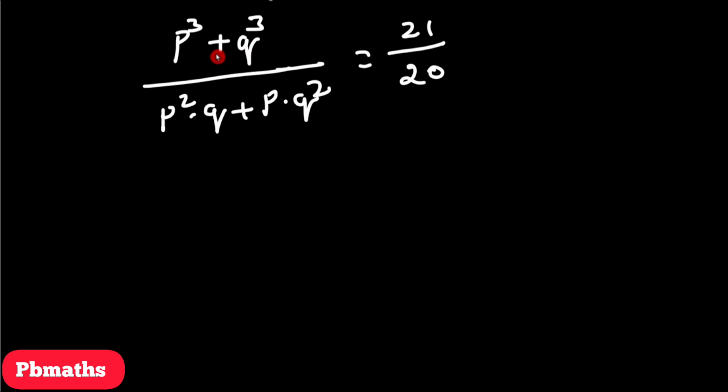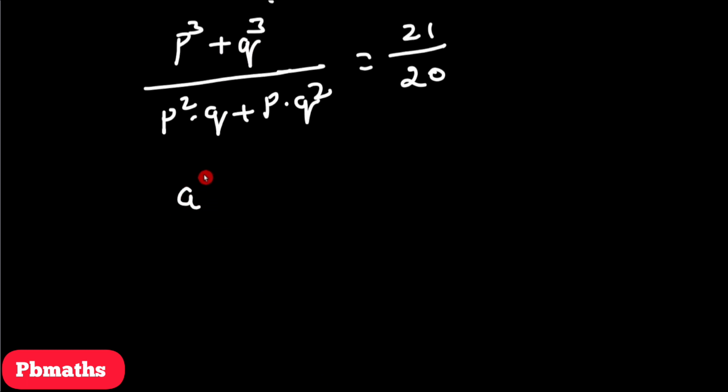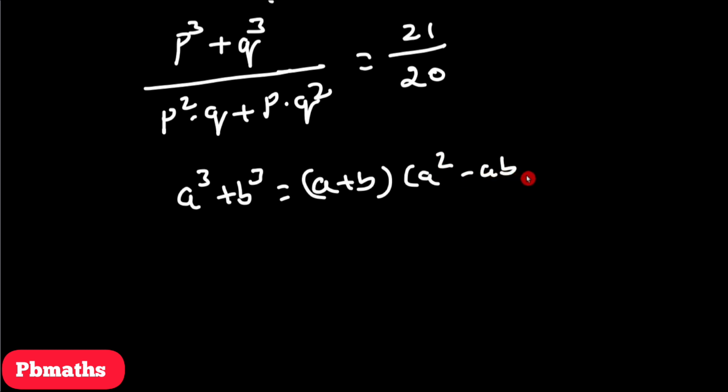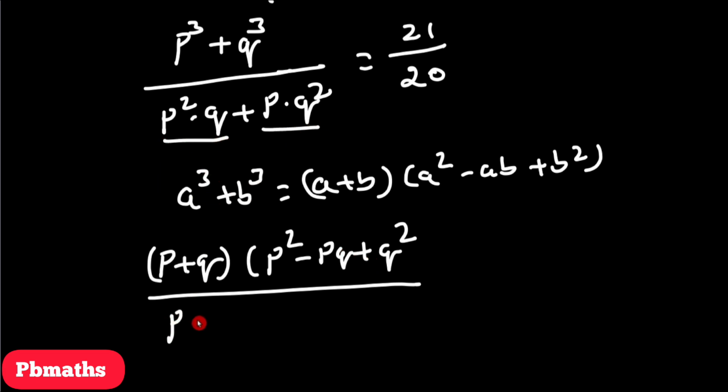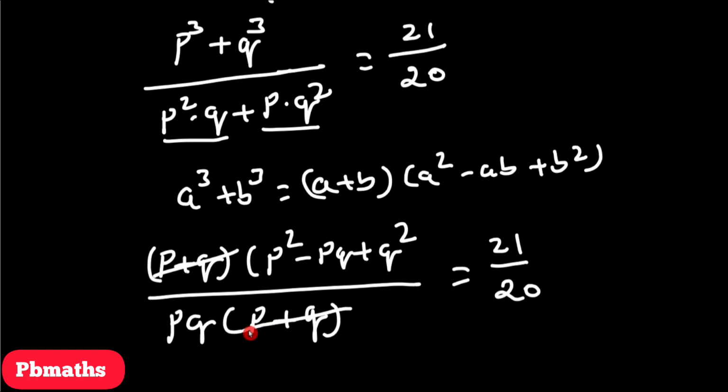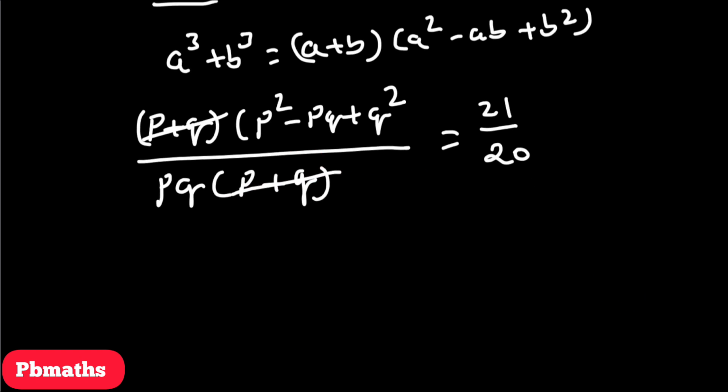Now this numerator p^3 plus q^3 is in the form of a^3 plus b^3, which is equal to (a + b)(a^2 - ab + b^2). So let's expand this p^3 plus q^3 with respect to this algebraic identity. Then we have (p + q)(p^2 - pq + q^2) whole divided by, here in these two terms we can factor out pq. Then p remains in the first term and q remains in the second term, equals 21/20. Here we can cancel this p plus q and this p plus q. Then we are left with p^2 - pq + q^2 in the numerator and pq in the denominator.